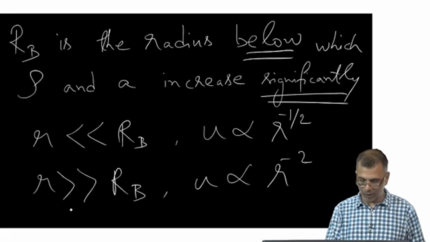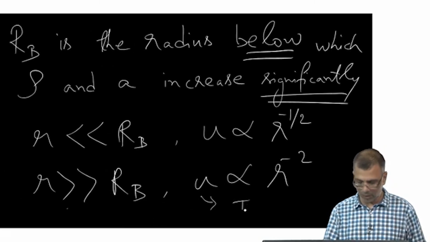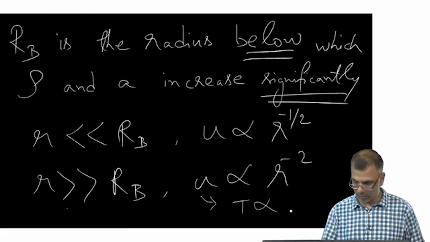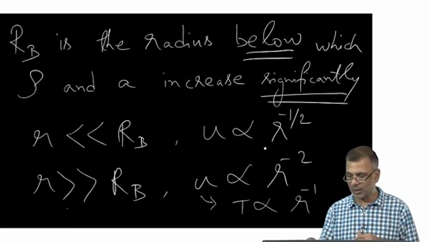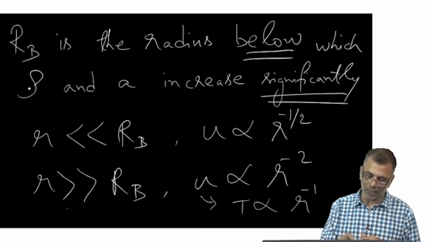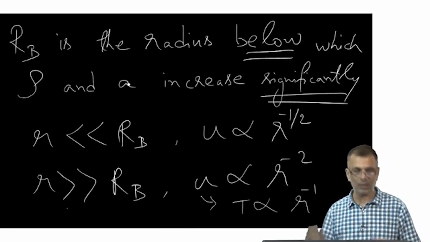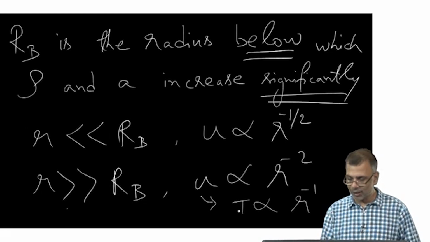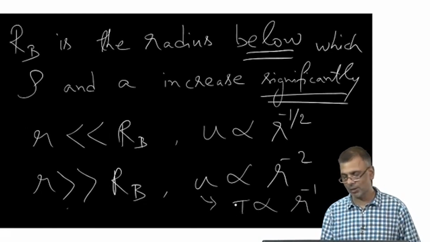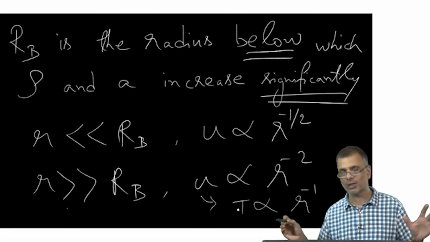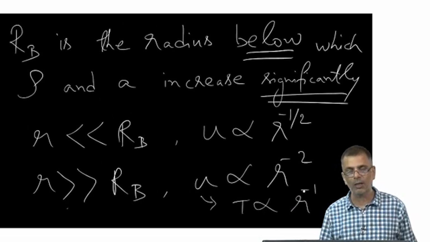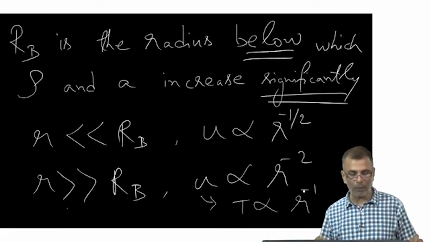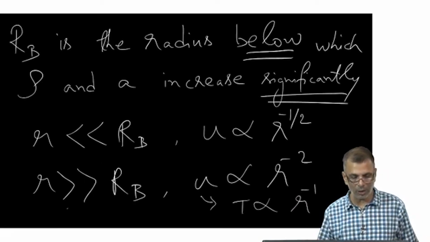And for this here, the temperature is proportional to r raised to minus 1. So what happens is, below the accretion radius, the infall velocity slows down and the density and the sound speed increase significantly. And as a result, the temperature increases. The temperature is no longer the same as it was at infinity. The temperature increases as r raised to minus 1. And things of course blow up when you reach r equals 0.